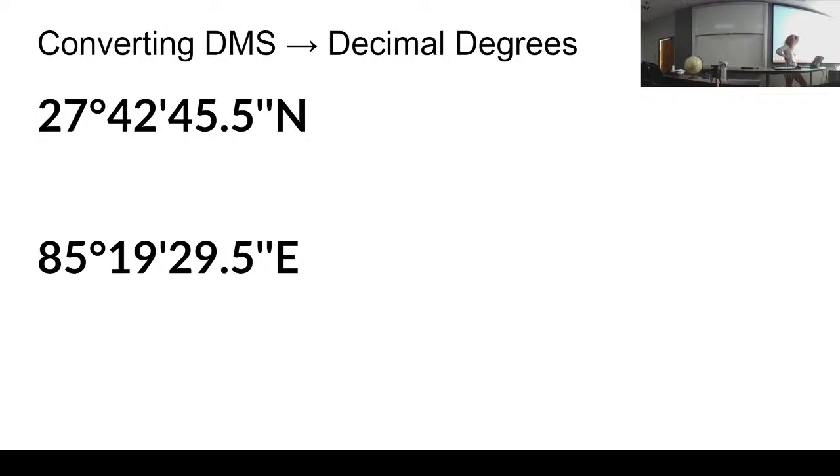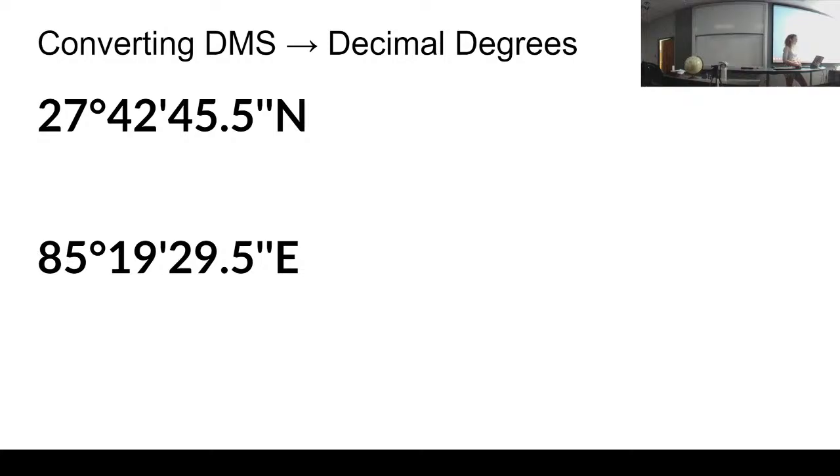So now we have 19.49167, and we need to convert that to degrees, so we divide by 60. And so when I divide all of that by 60, I get the decimal 0.32486. And then the last step that's left is to add it to the original degrees, which is 85, and it gets our final answer, 85.32486. So that's how we convert degrees, minutes, seconds into decimals.